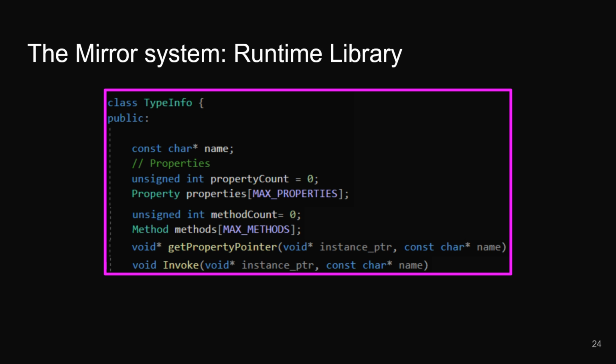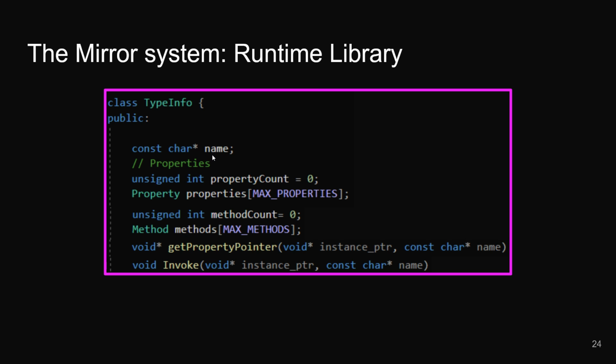So let's start by the runtime library. As you can see, it's purple. This is how our user accesses the information of their objects while the program is running, right? We have this object, which is type info, and this is a generic container of metadata. This can contain the reflection data for any possible object, right?